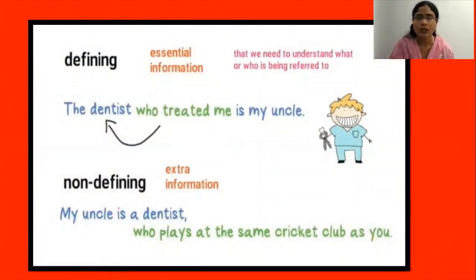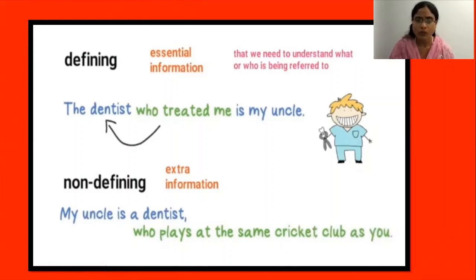Let us talk about defining relative clause. Here in this sentence, the dentist who treated me is my uncle. Let me omit the relative clause and say the dentist is my uncle. Here I am not giving the complete information about the dentist. But when I include the relative clause who treated me, here who refers to the dentist who gave me treatment is my uncle. And you do not see a comma in a defining relative clause.